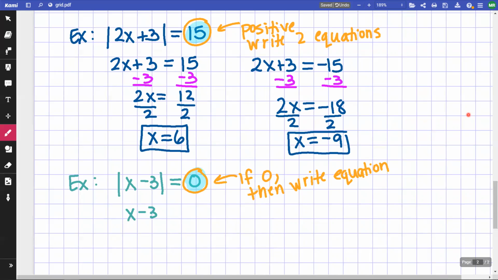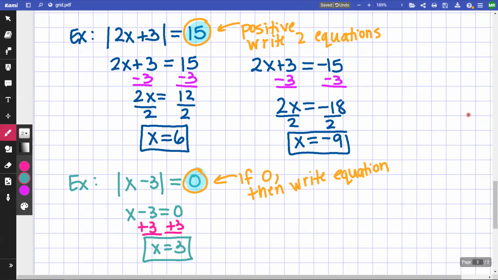It's going to be x minus 3 equals 0. I am going to add 3 to both sides. And I'm going to get x is equal to 3. And that is my answer.